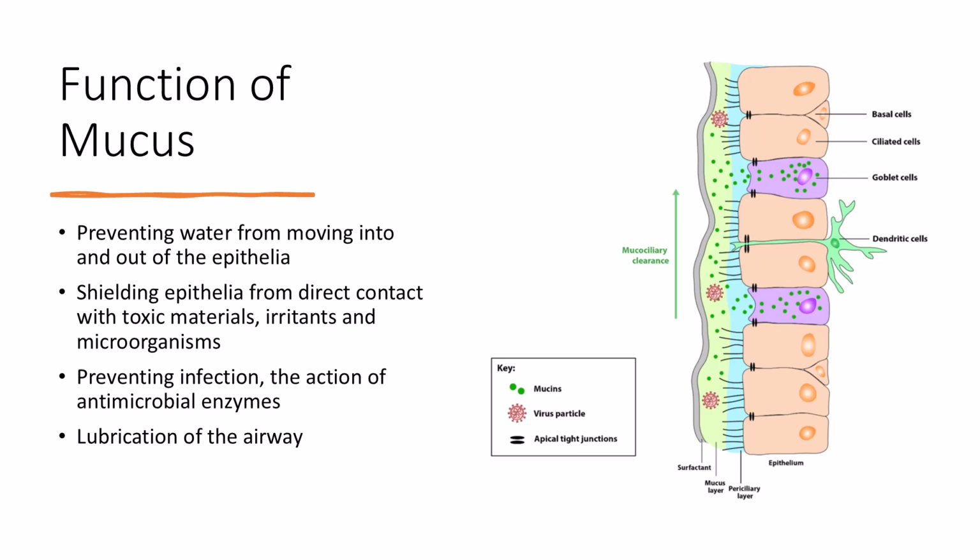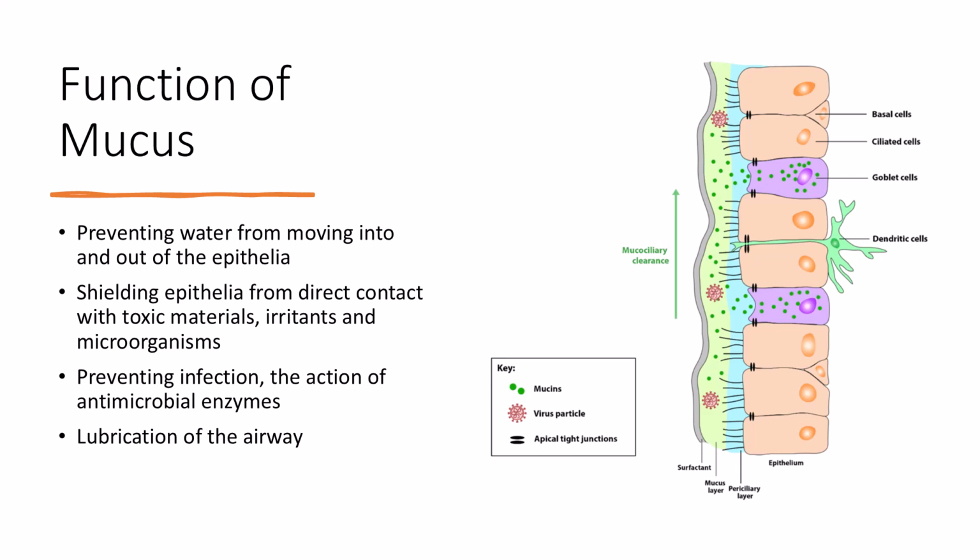Immune defense. Mucus contains antibodies, enzymes, and antimicrobial proteins, for example, lysozyme and immunoglobulins that help neutralize or destroy pathogens, providing an additional layer of immune defense. Lubrication. Mucus reduces friction in the airways, making it easier for air to flow during breathing.